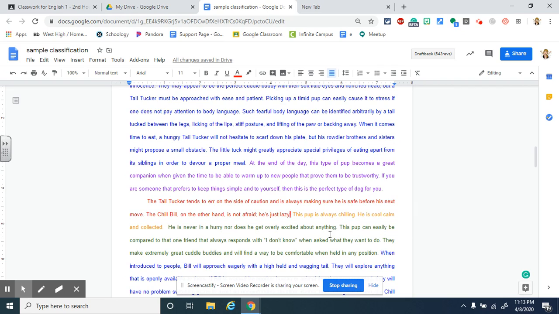So now I need to kind of explain where I get his name. This pup is always chilling. He's cool, calm, and collected. So chill Bill, you know he's good because he's always chilling. So you can see how we got our name.